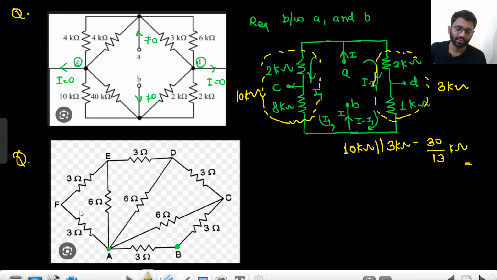This will have no current. So 3 and 3 will come in series. 3 plus 3, 6. 6 and 6 are in parallel. So 6 and 6 will give me 3. 3 plus 3, again 6. Again 6 and 6 are in parallel.